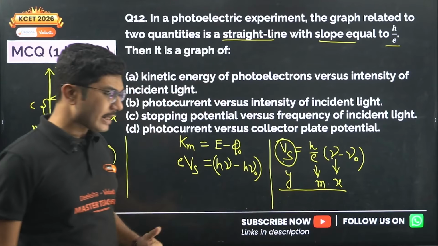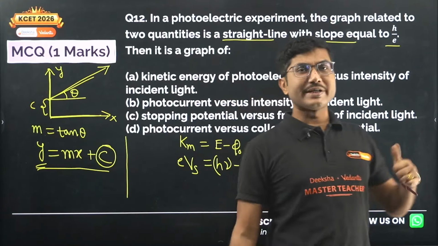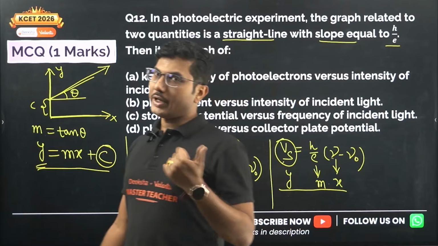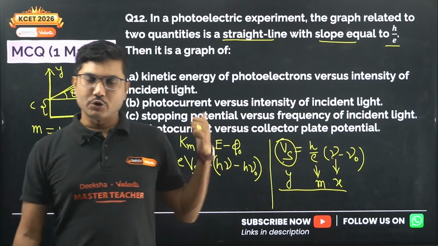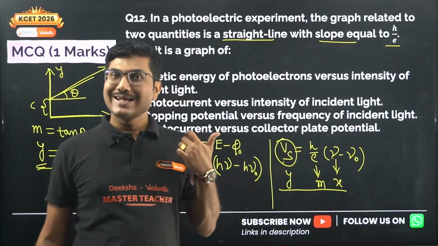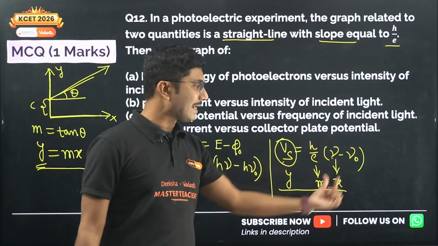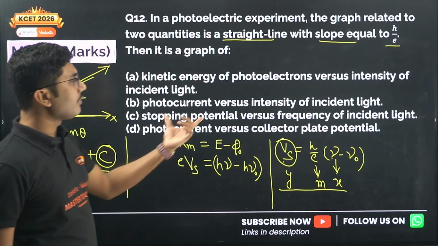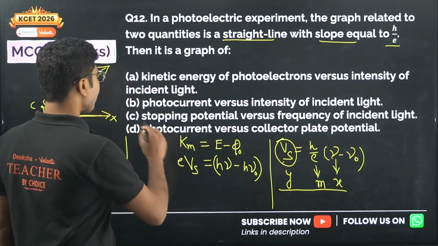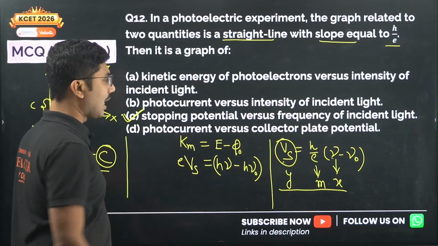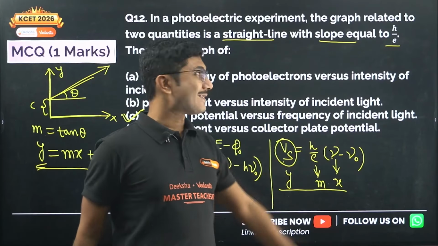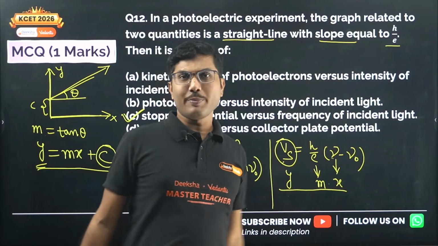Now remember that whenever we plot a graph, we say y versus x, y versus x graph. So y comes first, x comes second. So stopping potential versus frequency will give you a graph which is matching our description of slope h upon e.